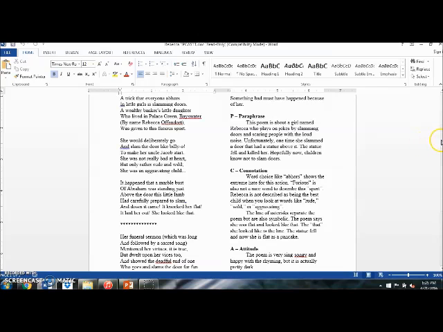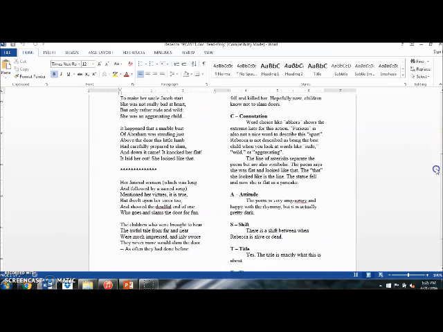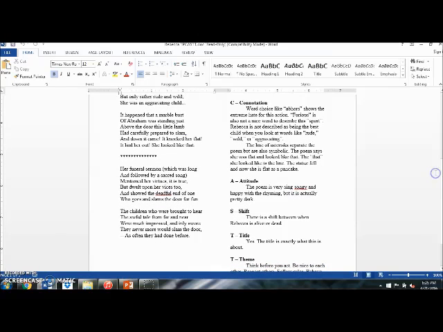When we take a look at that, the next thing we want to do is look at the connotation. Word choice, like abhors, shows the extreme hate for this action. Furious is also not a nice word to describe this sport. Rebecca is not described as being the best child when you look at words like rude, wild, or aggravating.